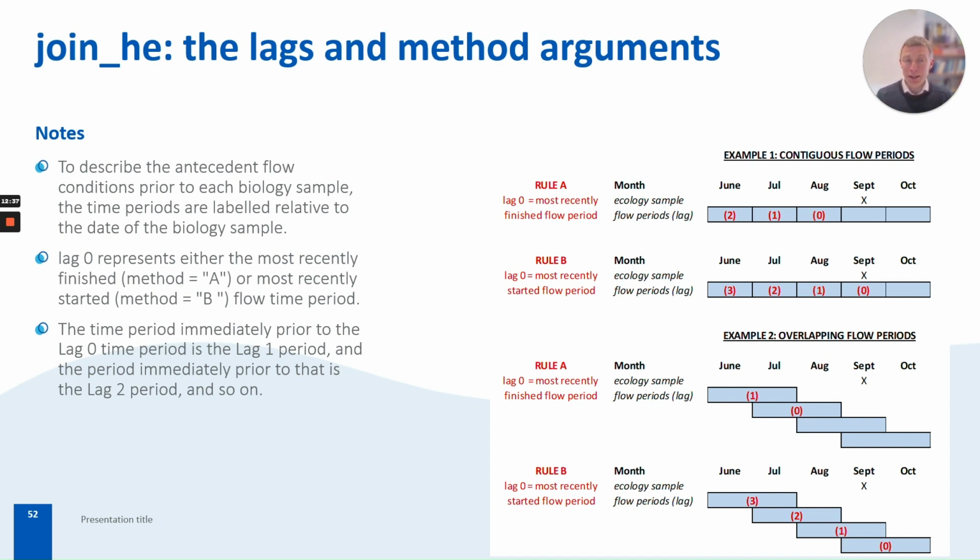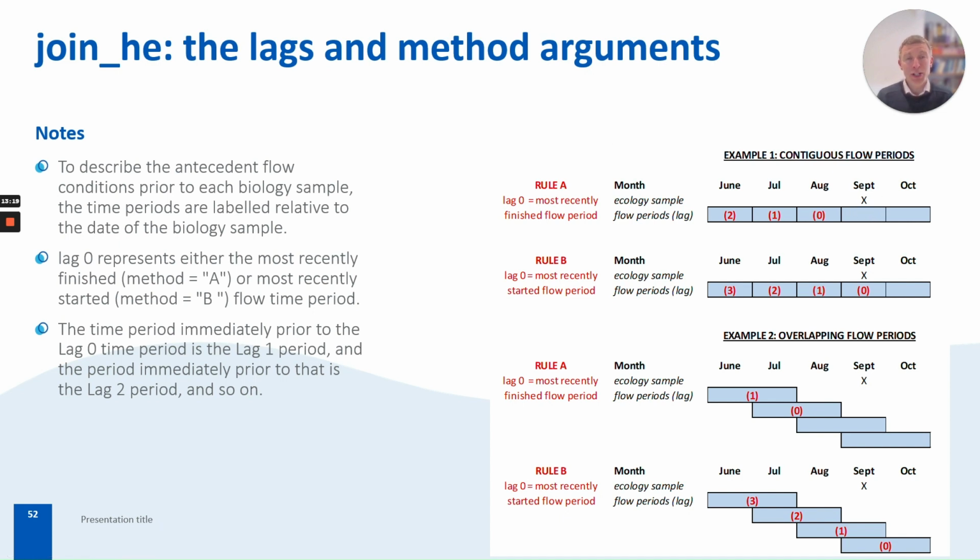And the schematic on the right here, I've got a simple diagram to try and illustrate this process and to show how the join HE function gives us some flexibility or choice about exactly which historical time periods we want to take flow statistics from. In this example, we've divided up our hydrological time series into monthly time steps. So we've got flow statistics for each month: June, July, August, September, and October. And in this particular example, we've got one invertebrate sample taken in the middle of September, and that's represented by the black cross here that hopefully you can see on the right-hand side of the screen.